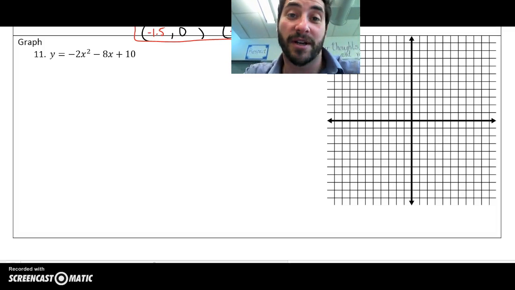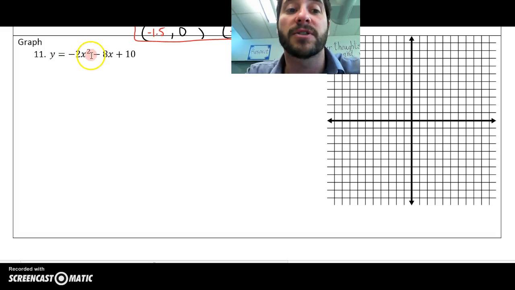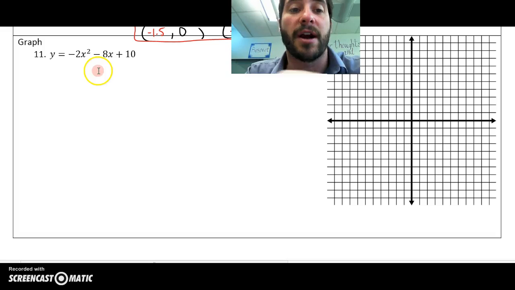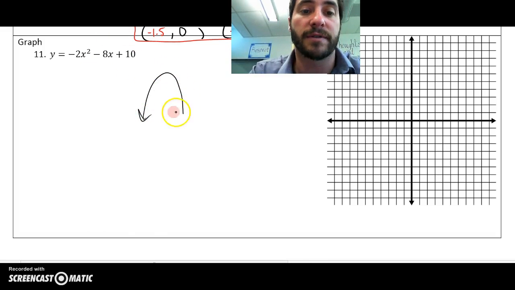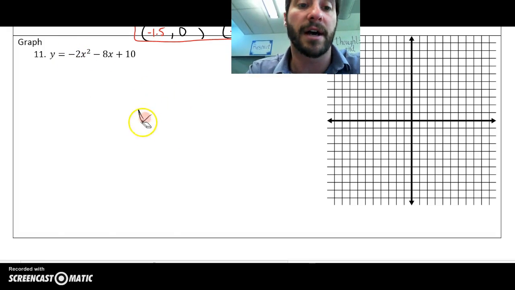Alright, for the last one here, we're going to do a difficult one. Number 11 here is graphing y equals negative 2x squared minus 8x plus 10. So if I'm looking at this quadratic, I already know it's going to open downwards. Alright, our a value is negative, so our parabola is going to open downwards. Let's find the vertex.